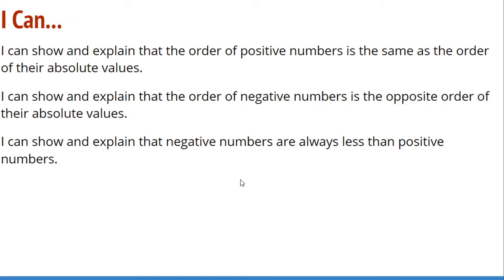I can show and explain that the order of negative numbers is the opposite order of their absolute values. So if I have negative numbers and I put them in order from least to greatest, and then I take their absolute values and put their absolute values in order from least to greatest, the order will be opposite. I can show and explain that negative numbers are always less than positive numbers.